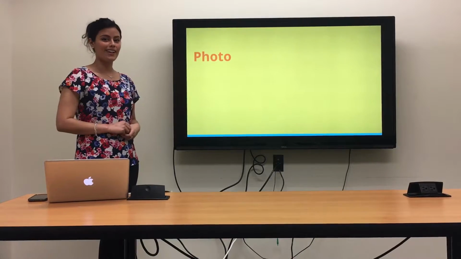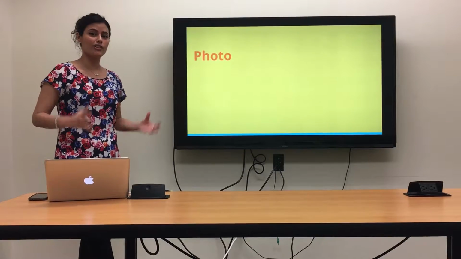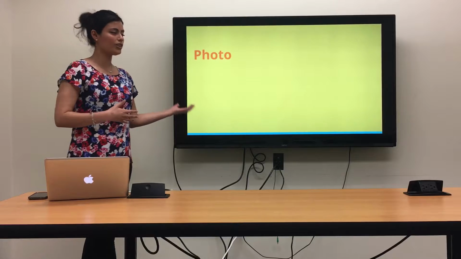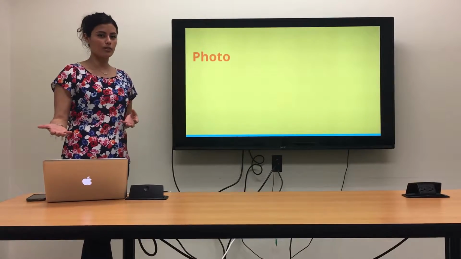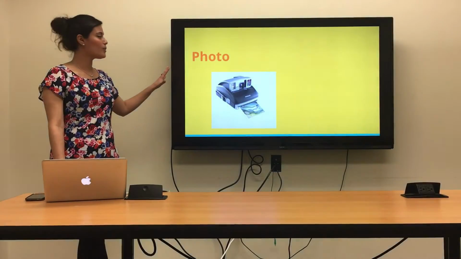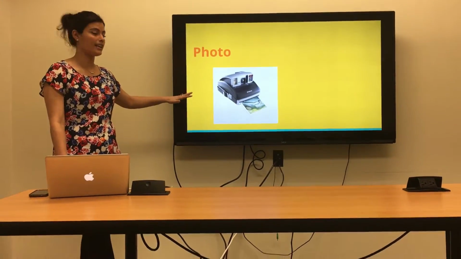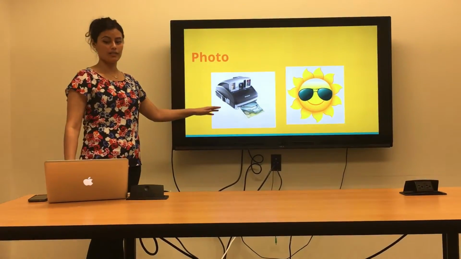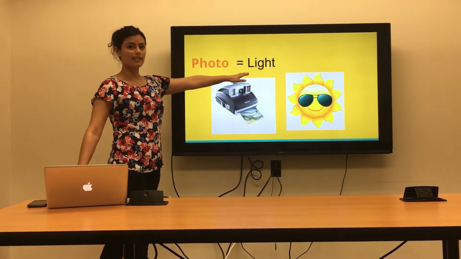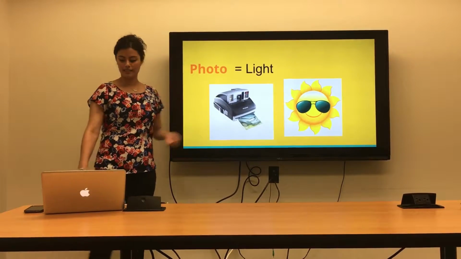A camera. That's right. All right, now with the camera, if we were to take a picture in the dark, would the picture come out? No, because with no light, the picture won't come out right. So, when I say the word photo, I want y'all to think of a camera and how a camera needs light in order to take a picture, which leads us to photo meaning light. Again, photo means light.